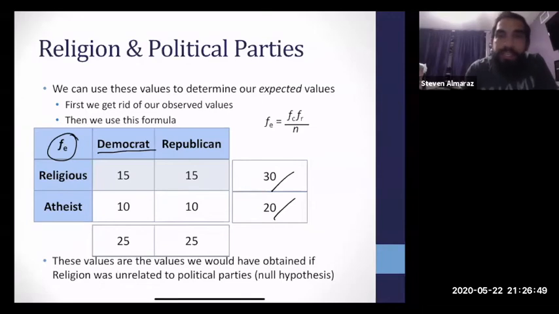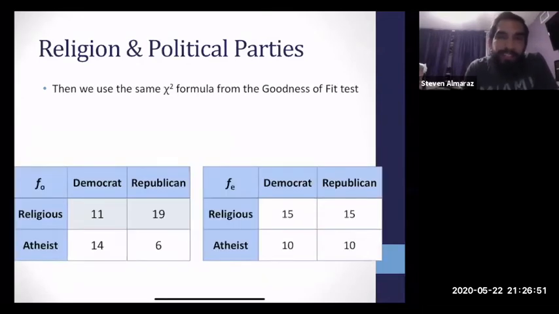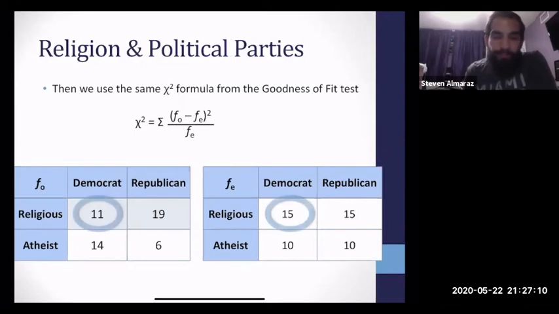So our frequency expected, just like last time, is just our null hypothesis frequencies, okay? So now we've got our observed frequencies, we calculated our expected frequencies, and we can use the same chi-squared formula that we used from the previous test, okay? So there it is right there. All right, and what we'll do is we'll start with each combination. So we'll start with Democrat religious, and then we could either go Democrat atheist or Republican religious, and then Republican atheist, okay? So we're gonna do 4 different additions.